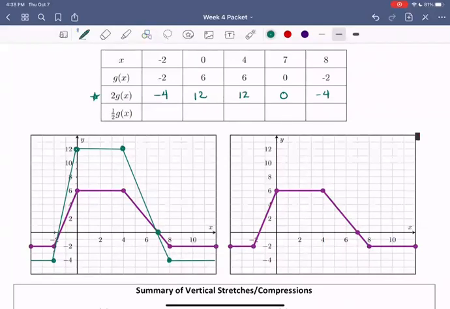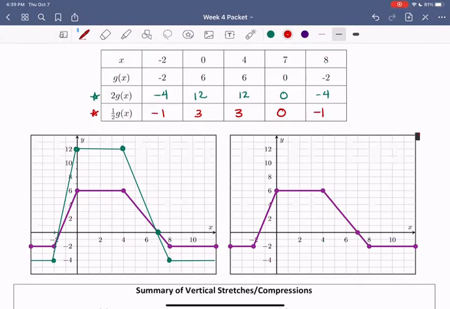Now let's take a look at the next example. Now we're going to take the output values of g and multiply by 1/2. Our original output, g of -2, is -2. When we multiply by 1/2, we just get -1. Then we can continue filling in this row. g of 0 is 6, times 1/2 is 3. 6 times 1/2 is 3. 0 times 1/2 is 0. -2 times 1/2 is -1.